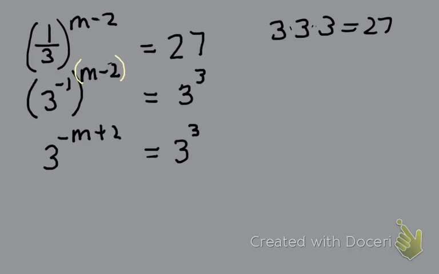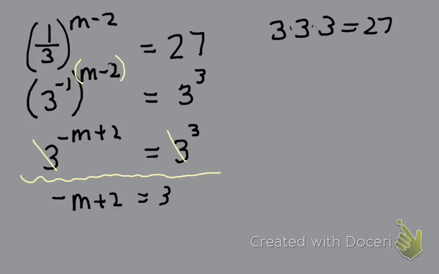And I know you're going, ew, yuck, there's a negative m. Well, don't worry about that. What I'm happy with is this. I have like bases. Yay, I'm getting closer and closer to be able to have my hot cup of hot chocolate. And those are gone. And that leaves me with negative m plus 2 is equal to 3.